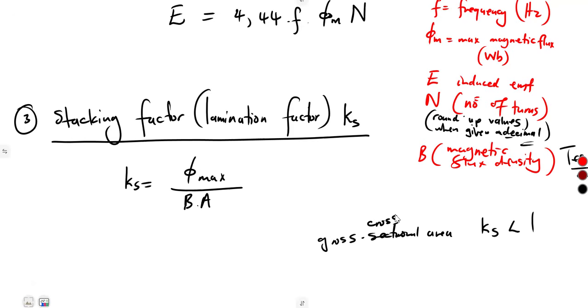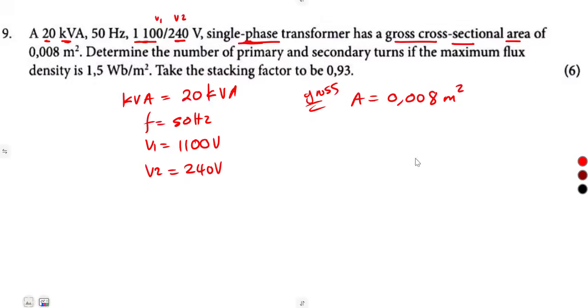All right? And sometimes they can give you the net area. You can be given a condition where you have got the net area. In that case, our Ks will be directly equal to 1. So that means here we're simply going to use what we are used to in our calculations. But in this case, that's why you're seeing that the staking factor is 0.93. It's less than 1 because of the area that you're given here.